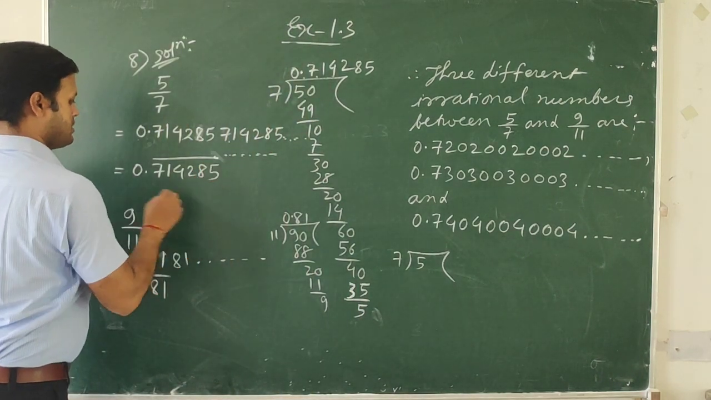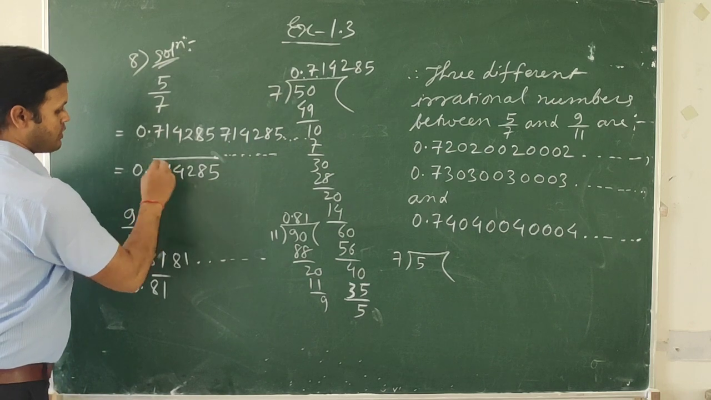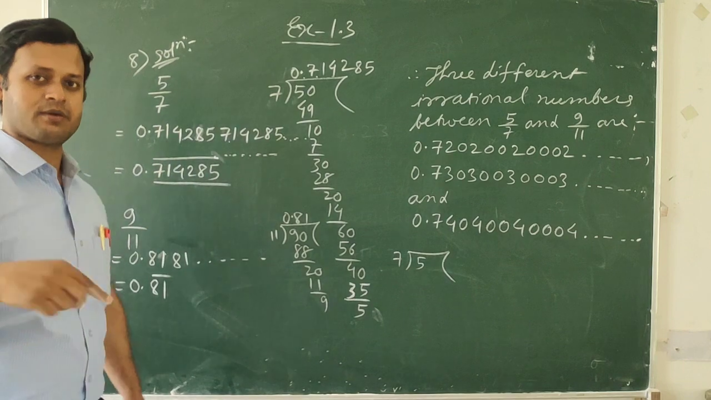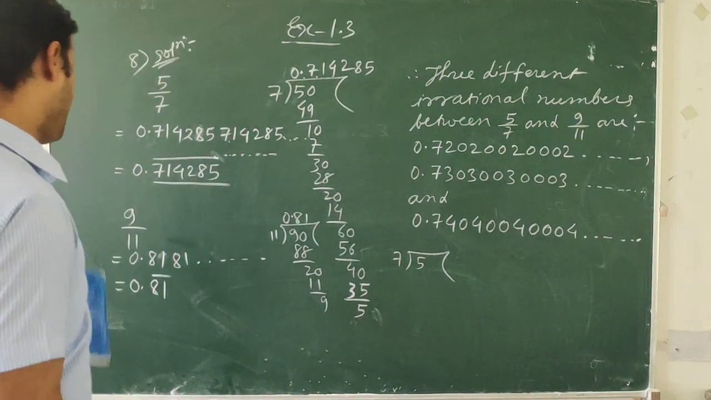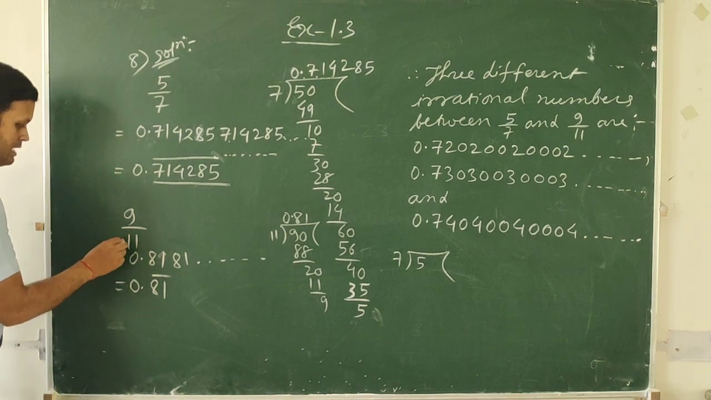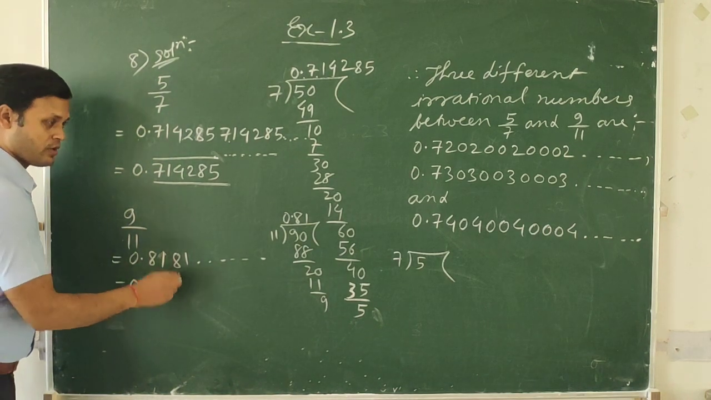You see, 0.714285 bar. That means these 6 numbers, 1, 2, 3, 4, 5, 6, are repeating again and again. Again, 9 by 11 we are finding out, and 9 by 11 is 0.81 bar.